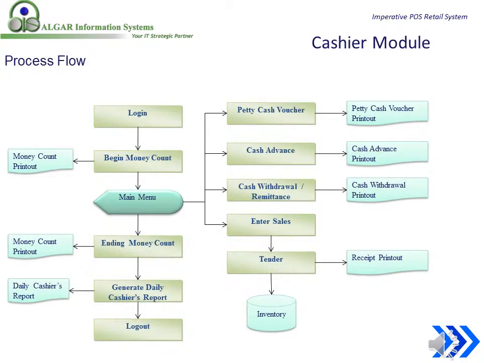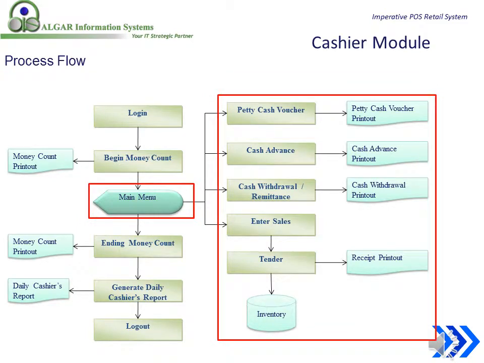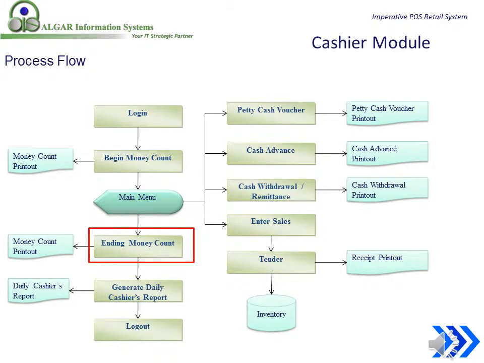This diagram shows the typical process flow for the cashier module. First step is for the cashier to log into the system. The next step is to perform a beginning money count, to tell the system how much money the cashier has. From the main menu, the cashier can then enter various transactions, such as petty cash vouchers, cash advances, cash remittances, and of course entering sales transactions. Once the cashier's shift is done, the cashier can perform an ending money count, followed by generation of the daily cashier's report. After that, the cashier can then log out so that the next cashier can use the system.